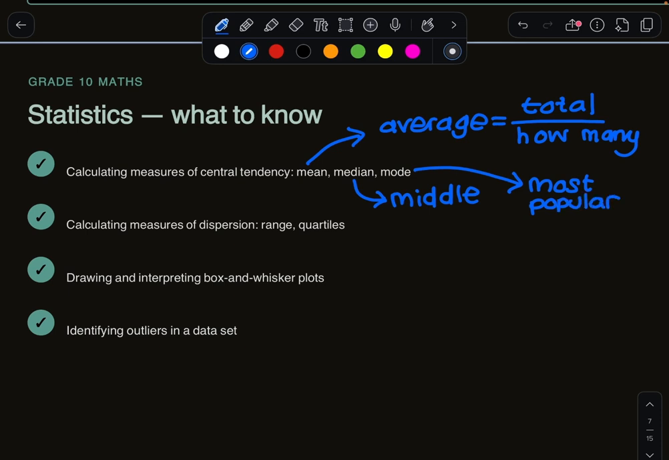You're going to be looking at range, which is always the largest minus the smallest. And looking at quartiles, which is something new for grade 10. You're going to be drawing and interpreting box and whisker plots. So it's going to be looking something like this.